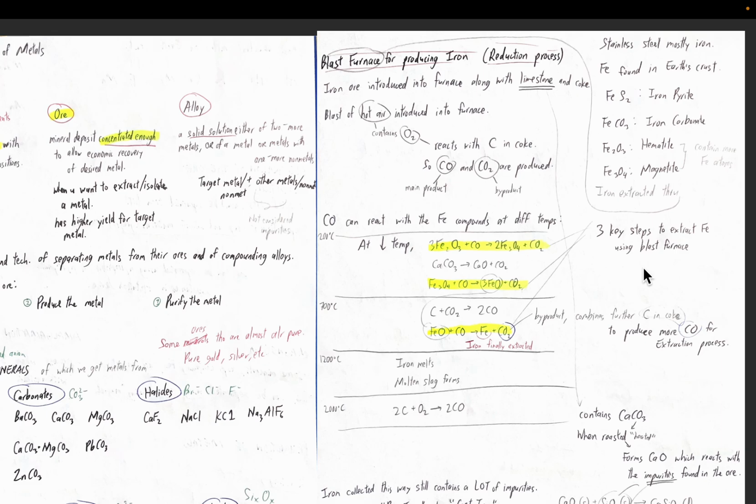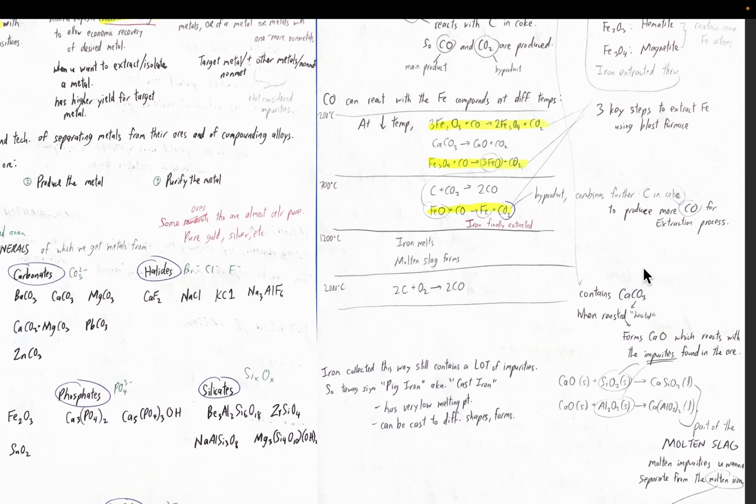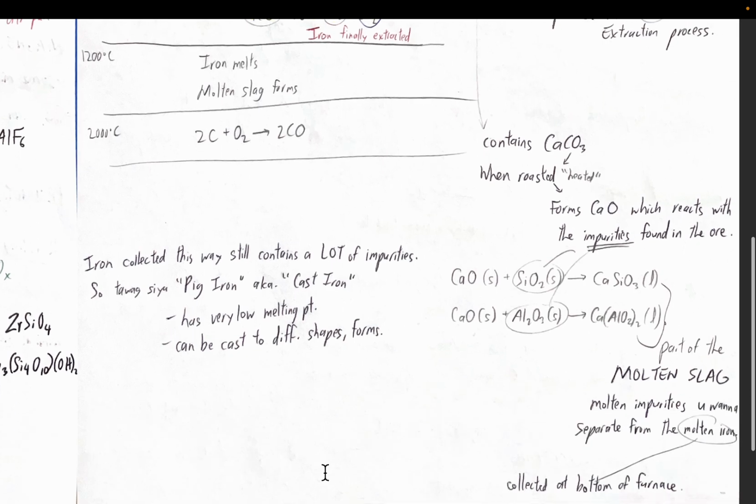So, you started with an ore. Now, you have molten iron and molten slag. Since the iron at this point is said to still contain a lot of impurities, you call it pig iron or cast iron. Properties include it has a really low melting point and it can be cast to different shapes and forms.